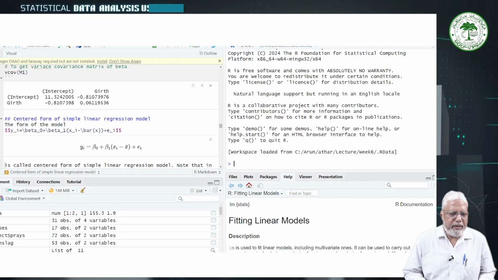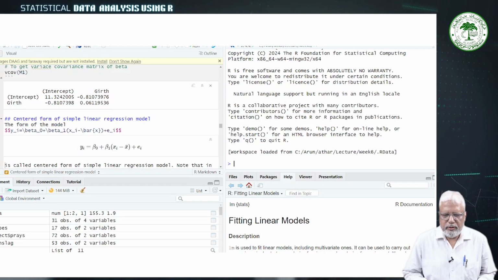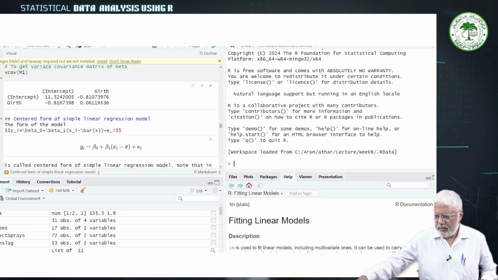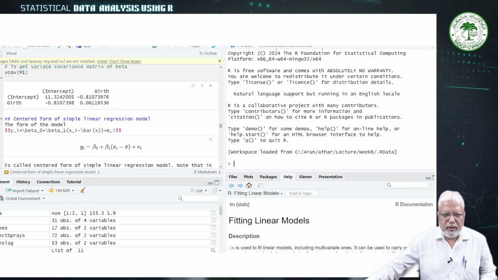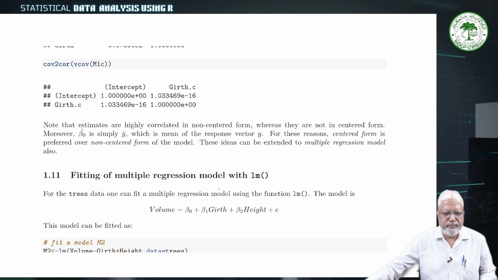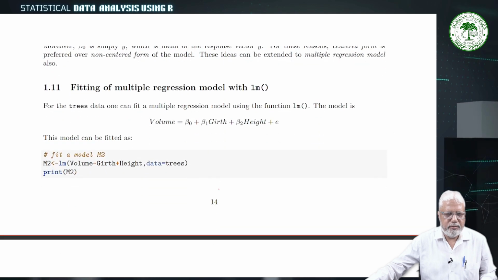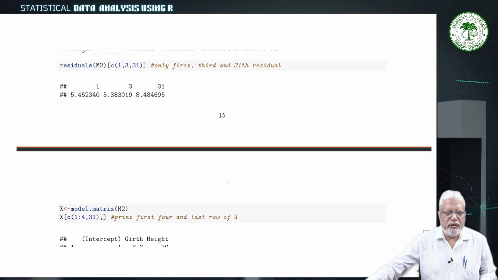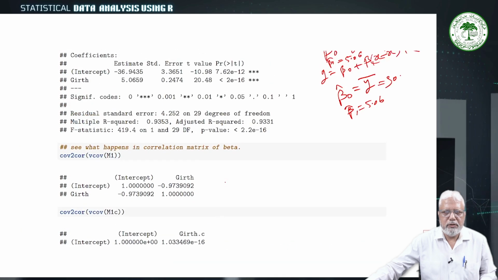Well, my dear participants, I was talking about the difference between a centered form of the linear model and a non-centered form of the linear model. And we were discussing, see, we were somewhere here.